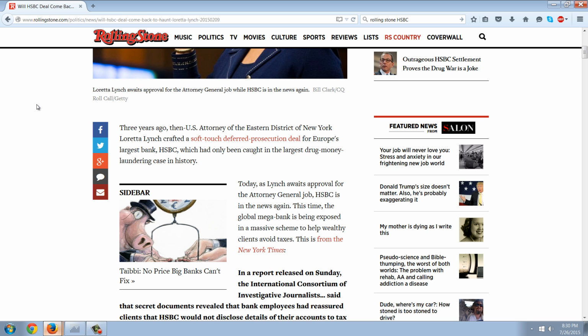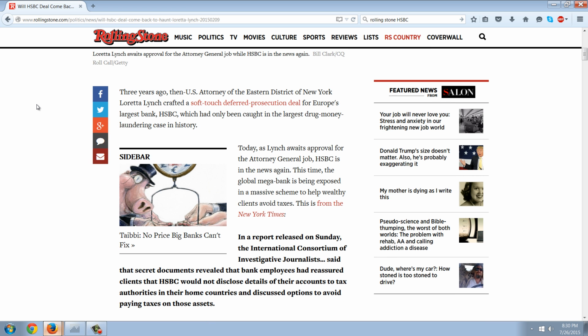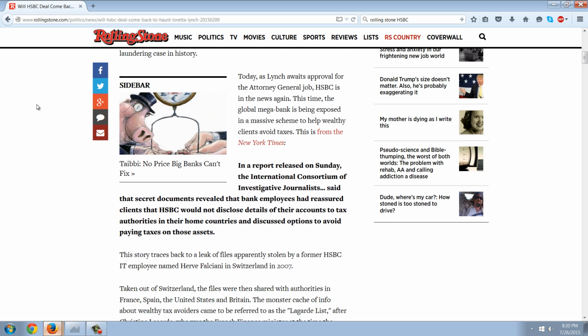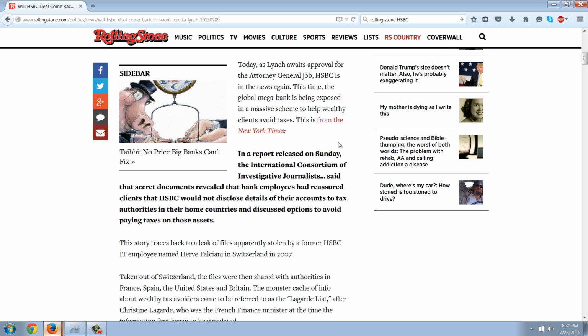3 years ago, the then U.S. Attorney of the Eastern District of New York, Loretta Lynch, crafted a soft-touch deferred prosecution deal for Europe's largest bank, HSBC, which has only been caught in the largest drug money laundering case in history. Today, as Lynch awaits approval for the Attorney General job, HSBC is in the news again. This time, the global mega bank is being exposed in a massive scheme to help wealthy clients avoid taxes.